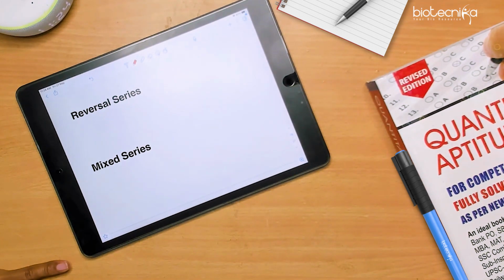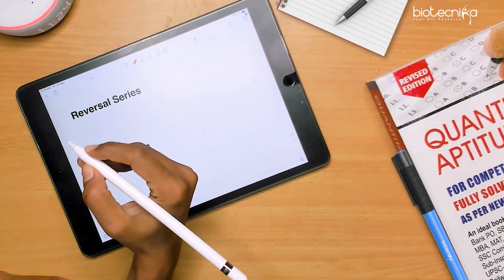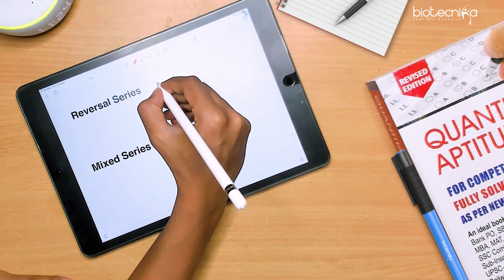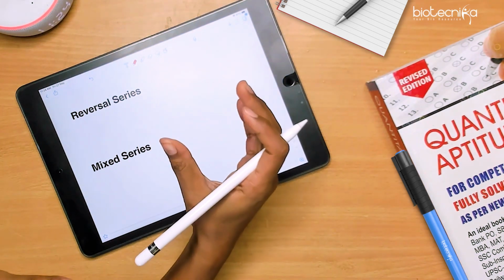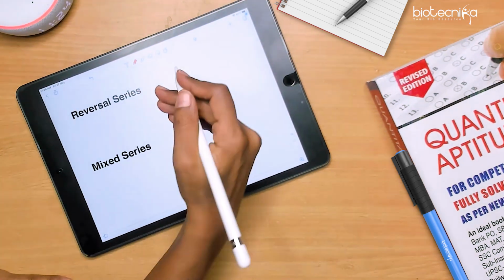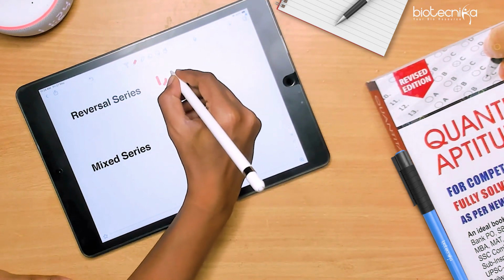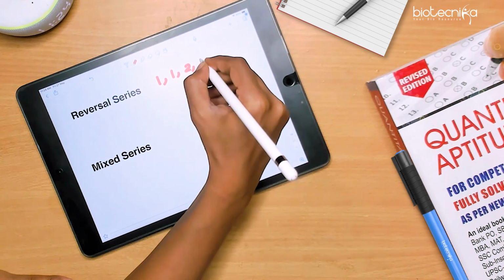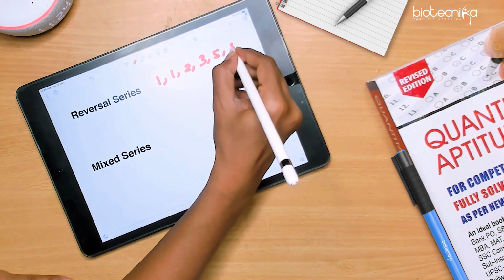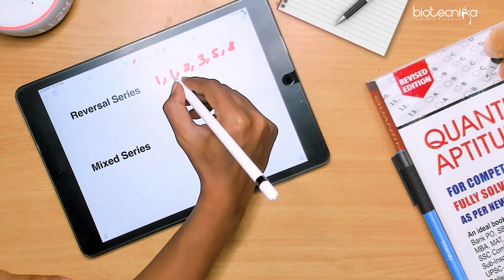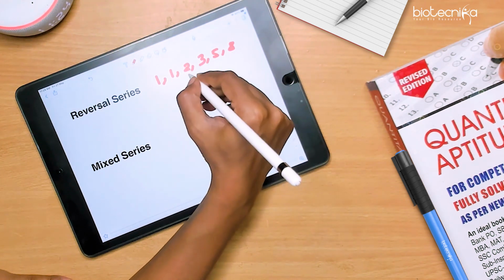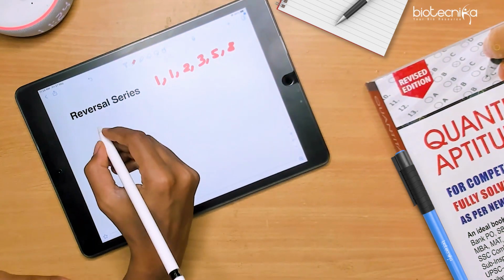Reversal series. So here you have something which is Fibonacci series. Fibonacci is where any number you get is the sum of the 2 preceding numbers in the sequence. Let's say you have 1, 1, 2, 3, 5, 8. So 1 is a total of 0 plus 1, 2 is 1 plus 1, 3 is 1 plus 2, 5 is 2 plus 3, 8 is 3 plus 5, like that.